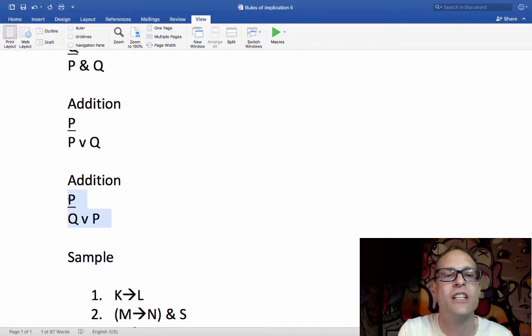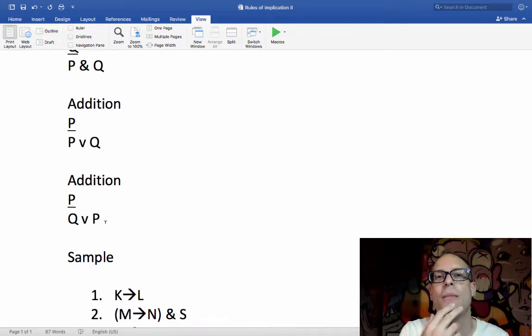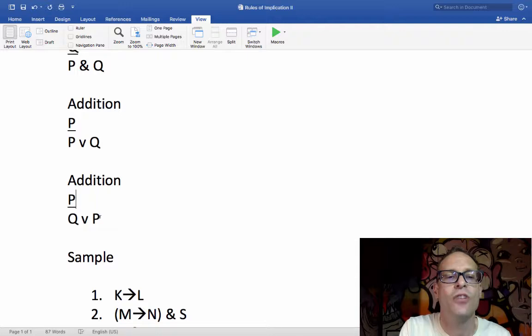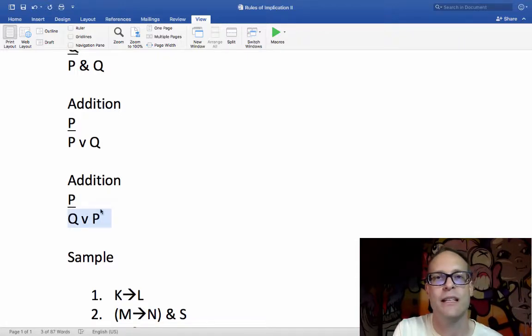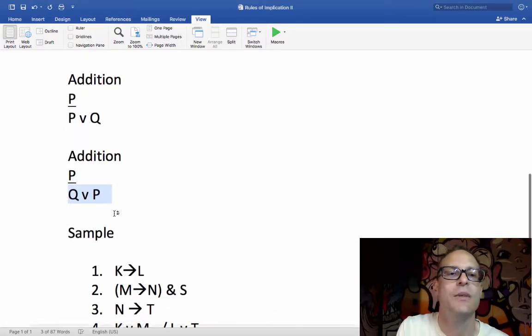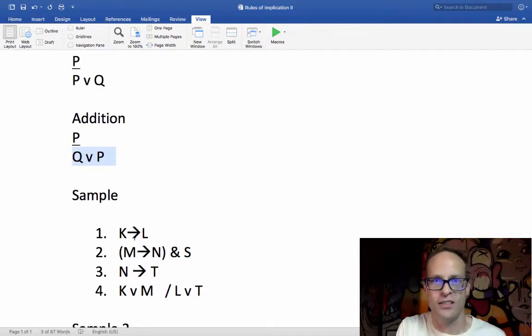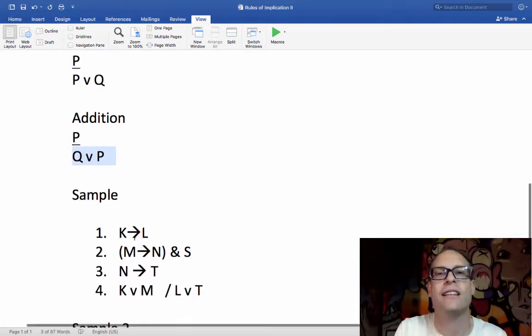Now, the second form of addition I'm going to allow, and your book may not allow it, but if you're in my class, you can do it. If you have P, I let you do Q wedge P. Really, this is just a combination of a rule that comes later, but for our purposes, we're just going to make this a little bit easier. It doesn't hurt anything. It doesn't violate any of the logic gods' rules. So we're just going to let that fly.